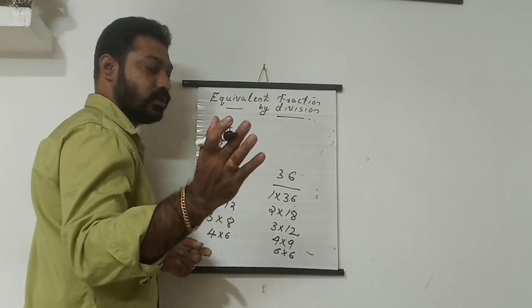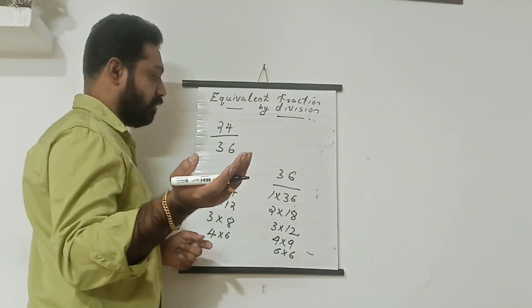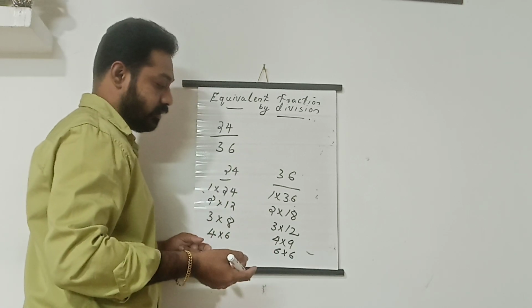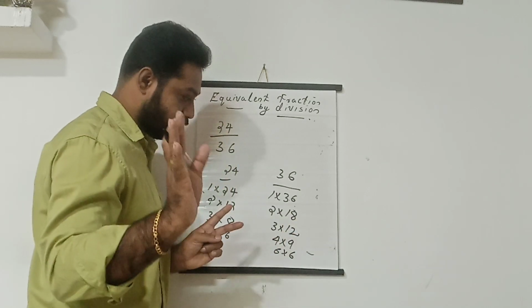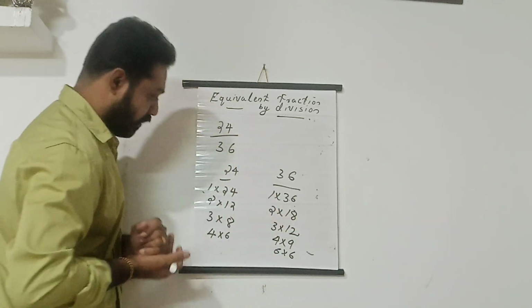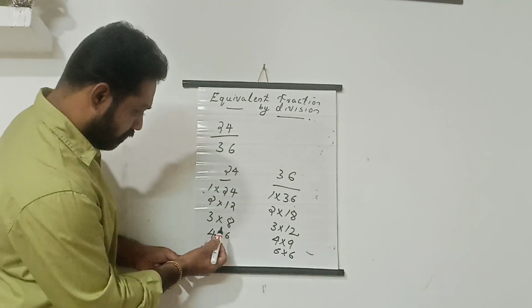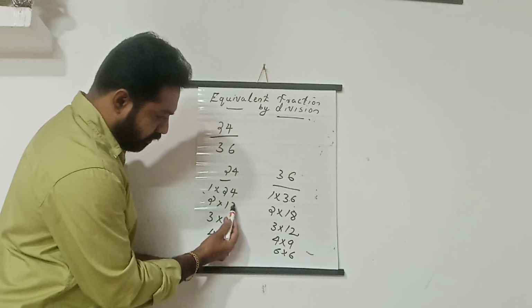7 is not there. And 8, no, 8 is not there. Then 9 we already wrote. So this is enough. Then find out the common factors. Here what we can see. One is a common factor for everyone, so no need to take. And 24 is there, and 2 is there, isn't it?